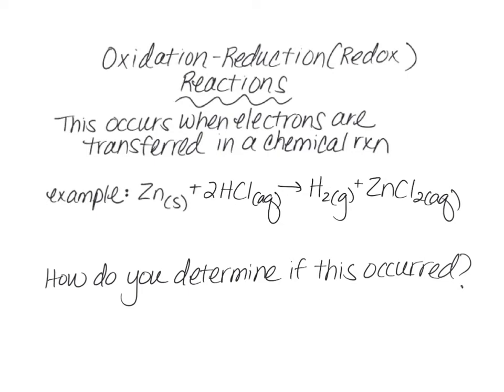Okay, on to our last type of reaction for Chapter 4, and that is an oxidation reduction reaction, also known as redox for short, a redox reaction. This occurs when electrons are transferred in a chemical reaction. So two things I want you to note here, just to remind yourself, is number one, this is a reminder that electrons are negatively charged.